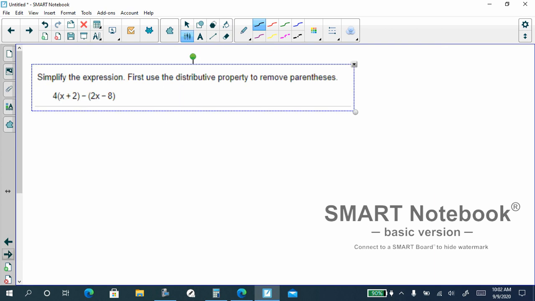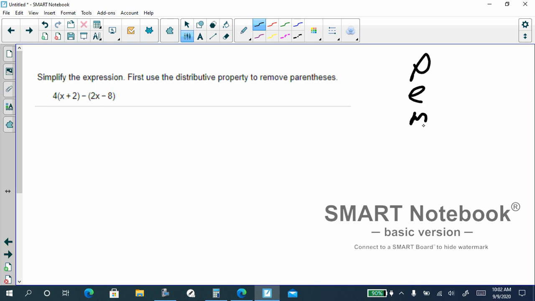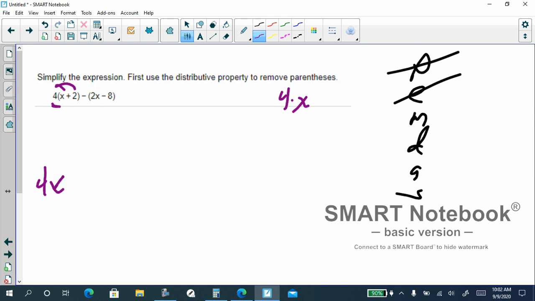Have the same type of thing here. Inside either parentheses, there are not any like terms, so there are no parentheses to do. There are no exponents to do, so we need to multiply. So we're going to distribute the 4 to the first parenthesis. So we have 4 times x, which is 4x. And then we have 4 times 2, which is 8.